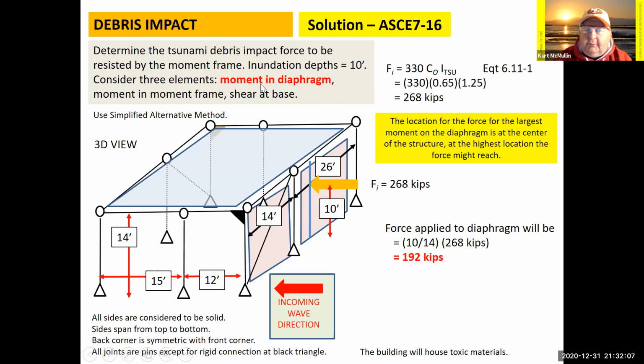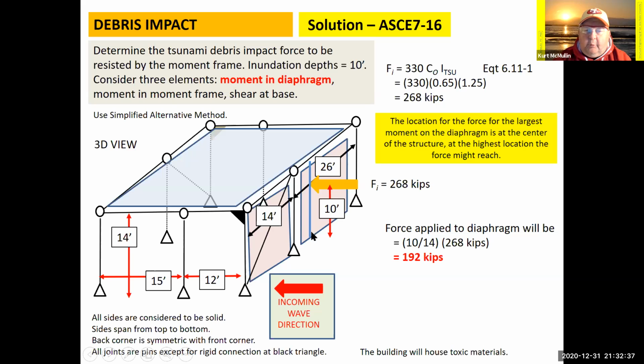I'm trying to determine the moment in the roof diaphragm. The largest moment in that roof diaphragm is going to occur when that force is being applied right in the middle of the width of the building and as high as it possibly could. But the inundation depth of 10 feet means I don't need to consider it occurring all the way at the roof.